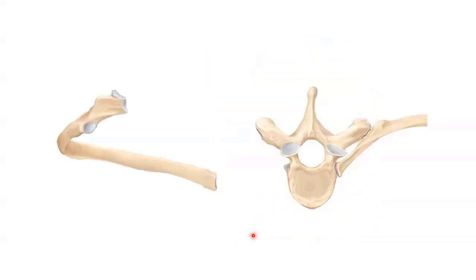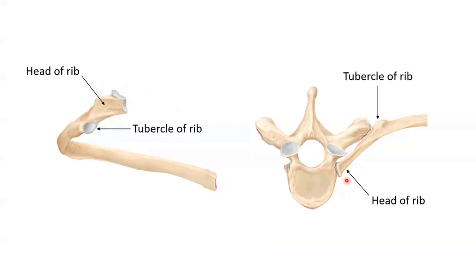Now, on a typical rib, the head of the rib is the projection at the posterior end of the rib that contains the articular facets and articulates with the facets on the body of a thoracic vertebra. So our head of the rib is this portion here, and then this portion here. The tubercle of a rib is this little process that sticks out here and here, just down from our head of the rib. This is the part of the rib that articulates with the transverse process of a vertebra.